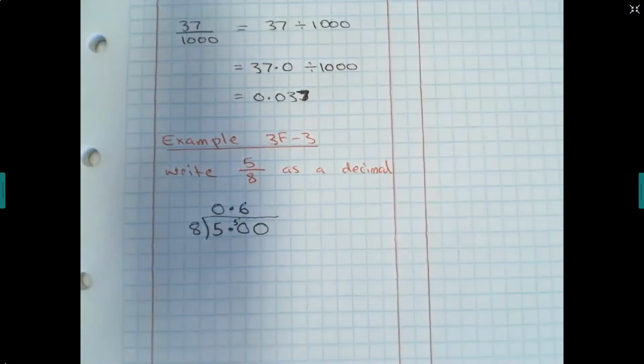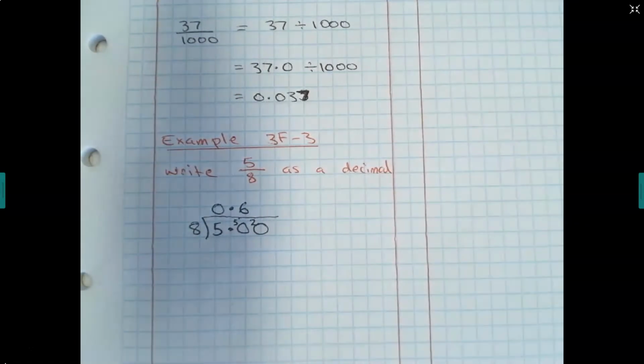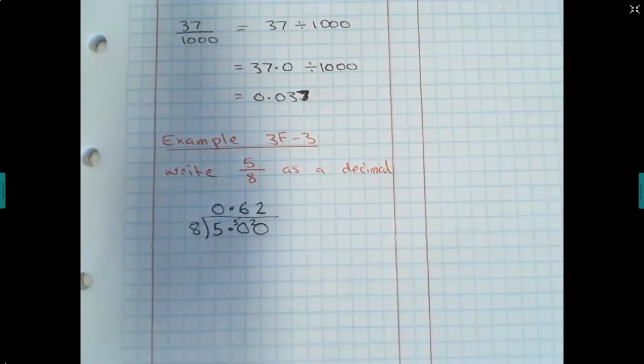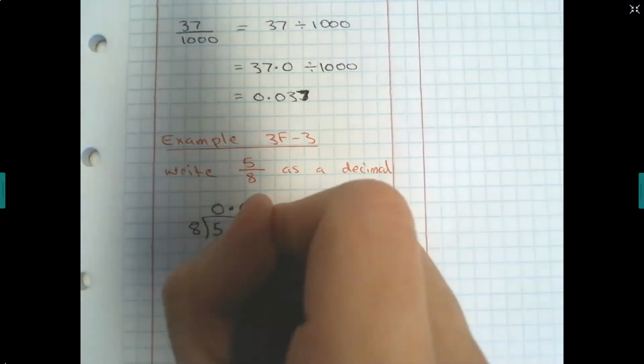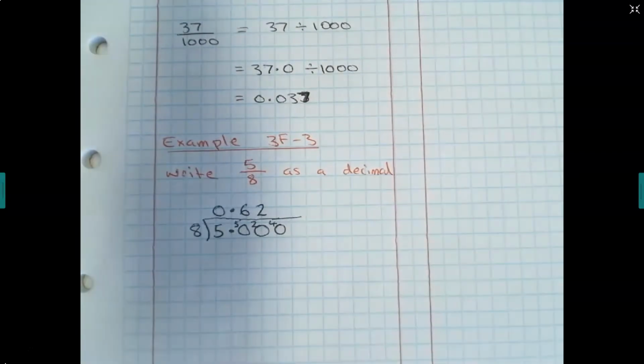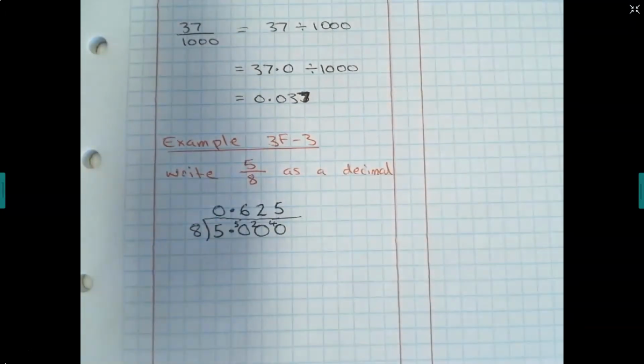And how many were left over? 2, so I carry my 2 here. Then I have to say, does 8 fit into 20? Twice. But it didn't fit in exactly. There was some left over. So to deal with that, I can add another 0 here. And I can put my remaining 4 there. Now does 8 fit into 40? 5 times. Exactly. So I get 0.625.